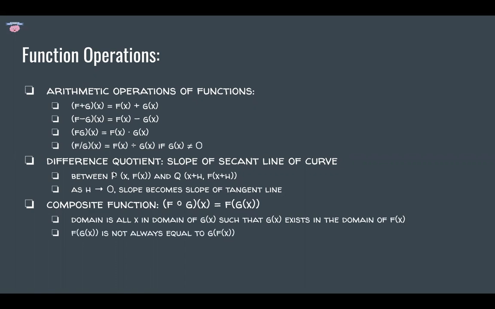As in the example previously, f of g of x is not always equal to g of f of x. This is key because most students confuse this and say that it's always equal to each other. It is not. It could sometimes be, but it's not.